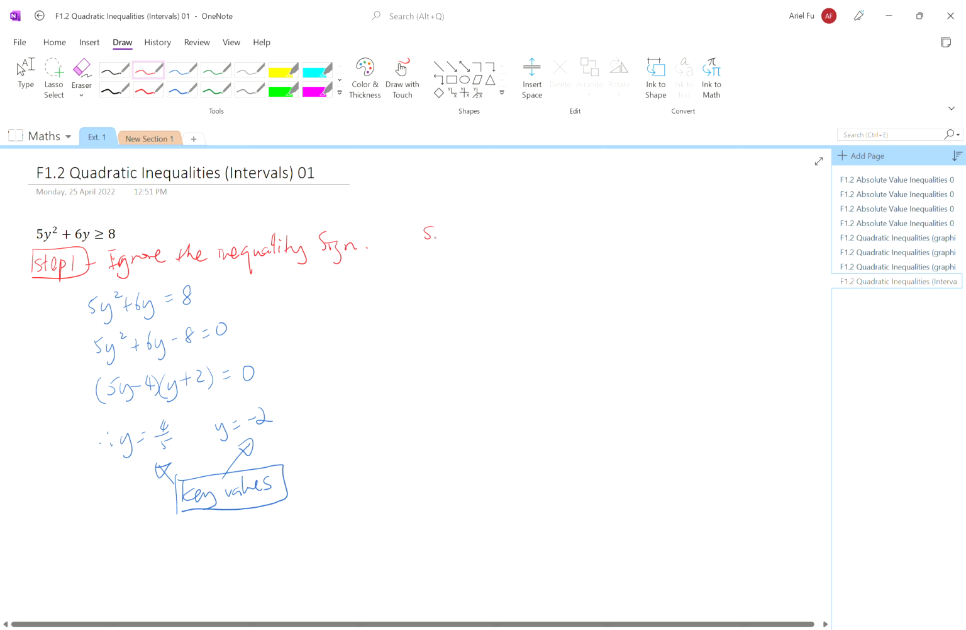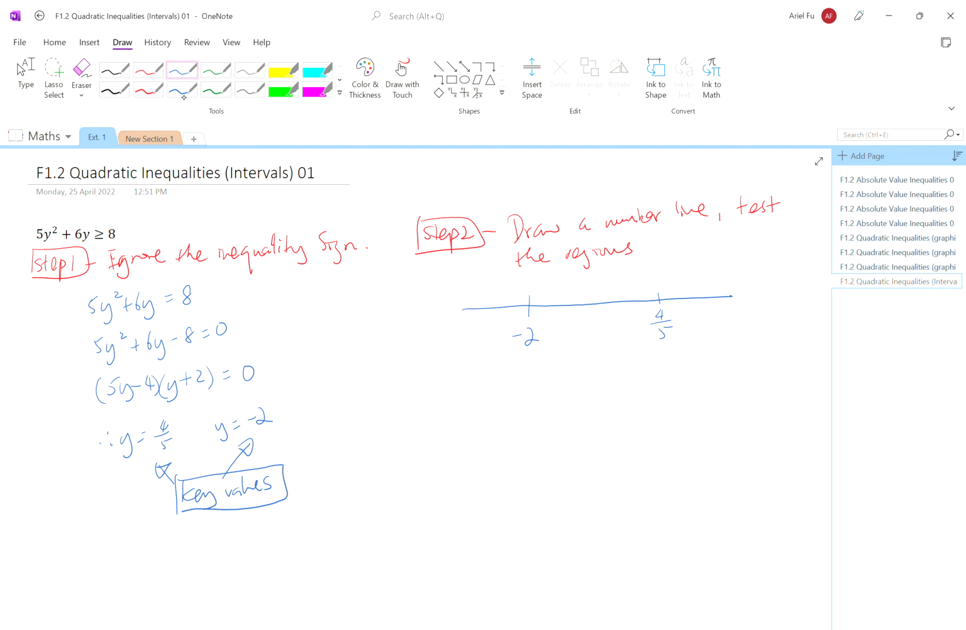Step 2. Just like in absolute value inequalities, what we're going to do is draw a number line and then test the regions. So we're going to have a number line and put the key values on it, which is negative 2 and 4 on 5. Then these two values divide the number line into 3 regions, 1, 2, and 3. So we're going to pick out 3 values, 1 in each of these regions, and put them back into the original inequality and test it.